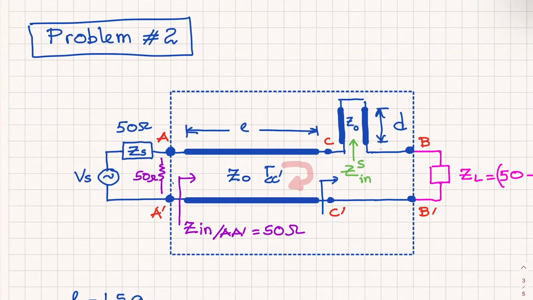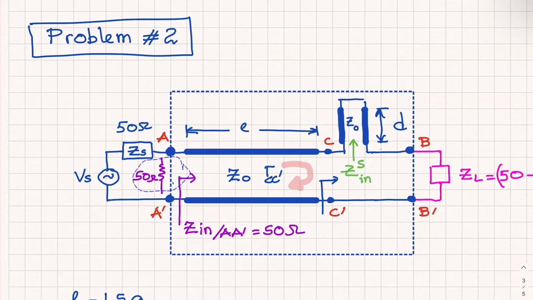You remember the optimal matching of a source with an internal impedance is to make a load equal to the complex conjugate of the internal impedance. But internal impedance is real. So the complex conjugate of 50 ohms, which is Z sub S, is 50 ohms, which is what we made. And therefore, 50 ohms is the optimal matching. But if you have there 50 ohms, Vs splits equally between Zs and between your input at AA prime.